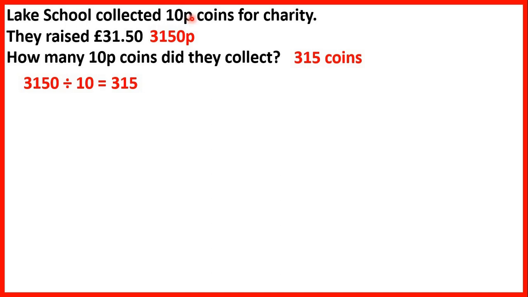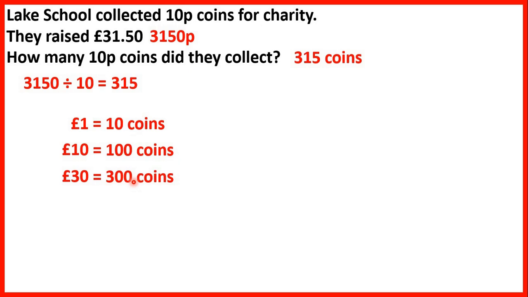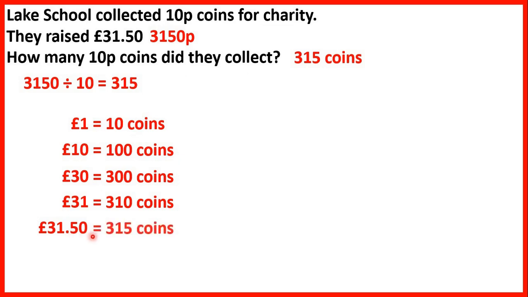Now the other way to solve this is to count up in steps of 10p until we get to £31.50. So if we have 10 coins, that's £1. Then if we want £10, we can times by 10, and 10 times 10 is 100. Then to get to £30, we can times by 3, and 100 times 3 is 300. Then we can get to £31 by adding another 10 coins, so that's 310. And then, because we want £31.50, that's another 5 10p coins for the extra 50p. So we get 315 coins as our answer.